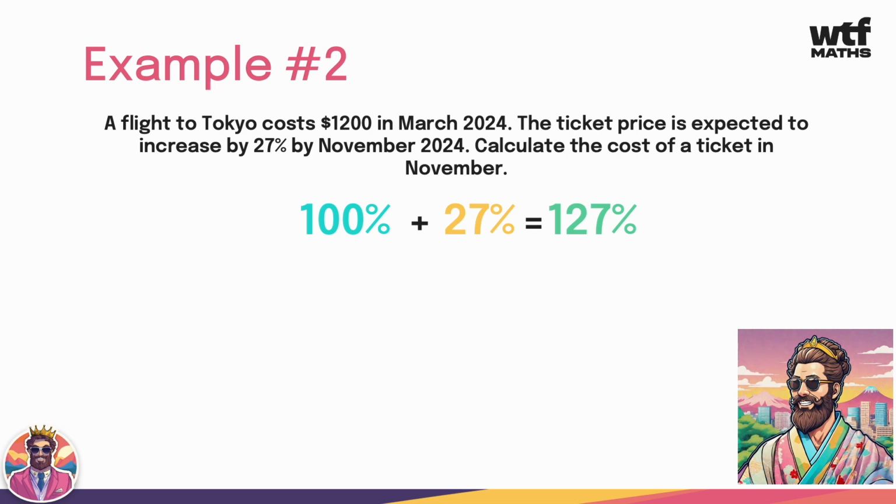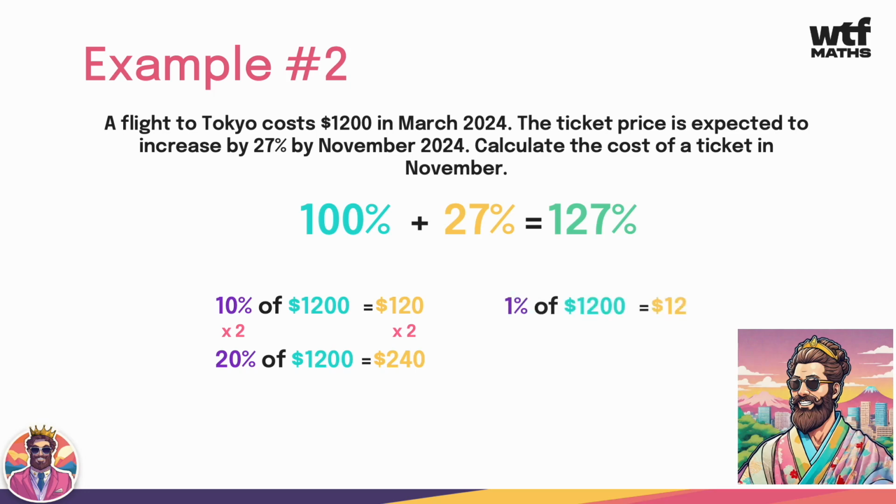So let's start with some basics. We know that 10% of 1,200 is $120. All we had to do was divide by 10 to get that. Now, from here, I could work out 20% by timesing by 2. So 20% of $1,200 is $240. Now, that 7% is a little trickier to get, so what I suggest we do is we find 1%. So just divide your 10% answer by 10 again. 1% of 1,200 is $12.